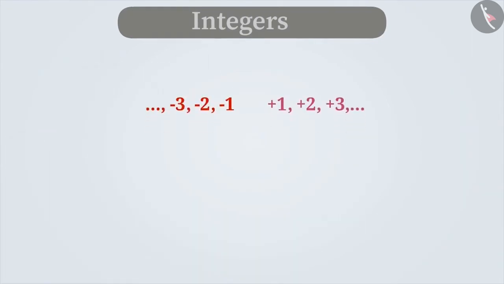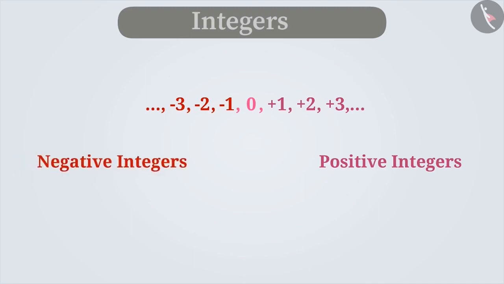A collection of positive numbers, negative numbers, and 0 together is known as integers. In this collection, just numbers like 1, 2, 3, etc., without any sign, are said to be positive integers. Although -1, -2, -3, etc., which have a negative sign, are said to be negative integers.